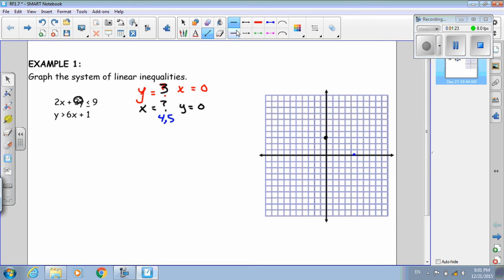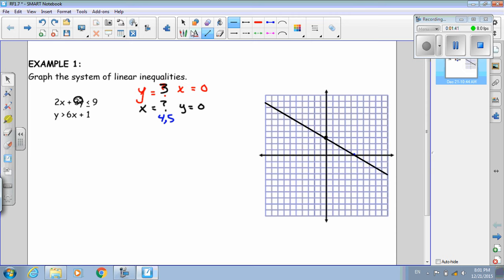Now, would I do a solid line here or a dotted line? Solid line, because I have the "or equal" option here. That means that all the points that are on the line will be solutions.